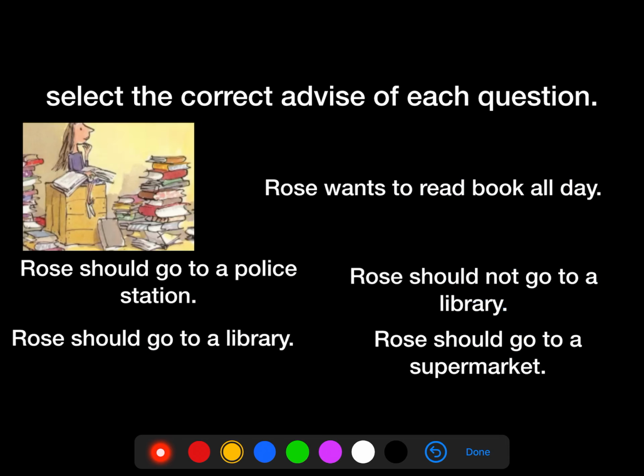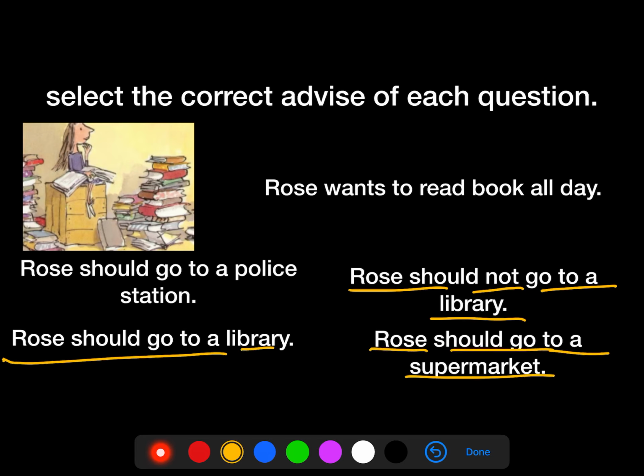So, next one. Select the correct advice of each question. Let's read the sentence. Rose wants to read a book all day. Then which would be the correct advice for Rose? Rose should go to a police station. Rose should not go to a library. Rose should go to a library. Rose should go to a supermarket.